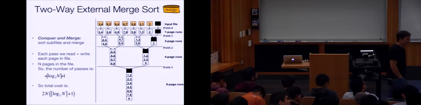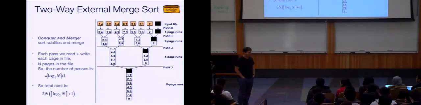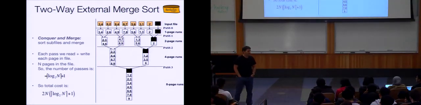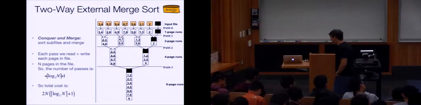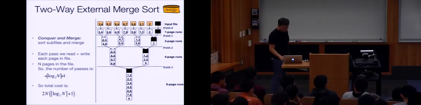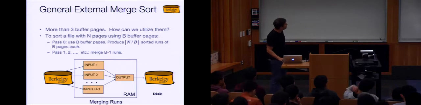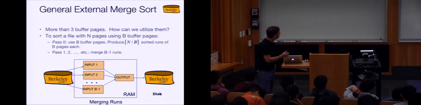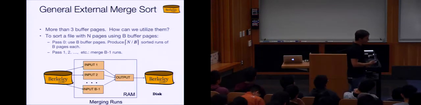Yeah, surely we have more than 128K of RAM to work with, right? So let's get some more buffers going in RAM. Maybe we can sort bigger things and merge more things, right? So let's maximize that idea. The slides do it stepwise, but we'll maximize it right here. So let's say you have more than 3 buffers, which is typical.